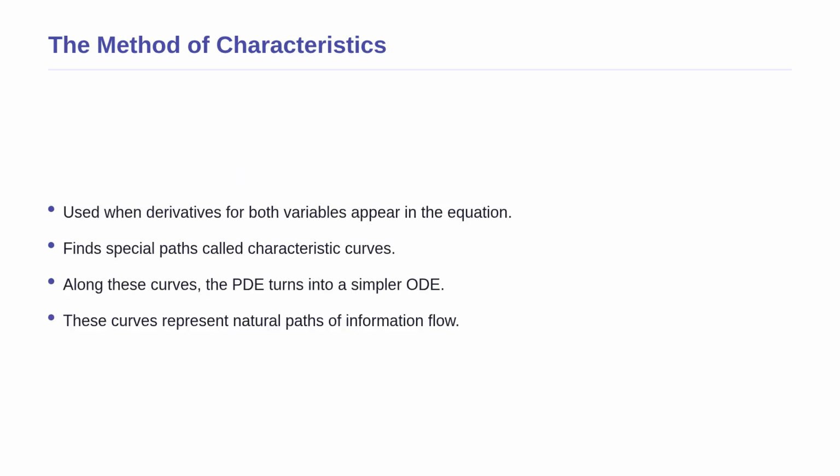Now that we have used direct integration, let us tackle a slightly more complex scenario, where derivatives for both variables appear in the equation. To solve this, we use a powerful technique called the method of characteristics. This method works by finding special geometric curves in the coordinate plane. Along these specific paths, the complex partial differential equation simplifies into a basic ordinary differential equation. You can think of these characteristic curves as the natural paths along which information flows in the system. If we can track these paths, we can easily find the solution to the entire equation.